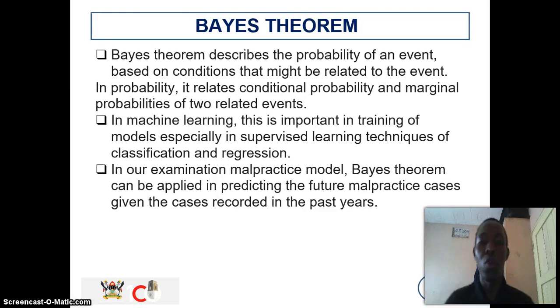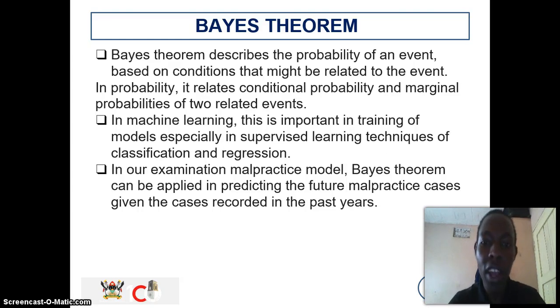So let's get into the mathematical part of this, and we are starting with Bayes' theorem. Bayes' theorem describes the probability of an event based on conditions that might be related to the event. In probability, it relates the conditional probability and marginal probability of two related events. Let's say you're given the probability of B and you want to find the probability of A. You're able to find it, but can you find the probability of A when you're given B? That is an example of problems that can be solved using Bayes' theorem in mathematics.